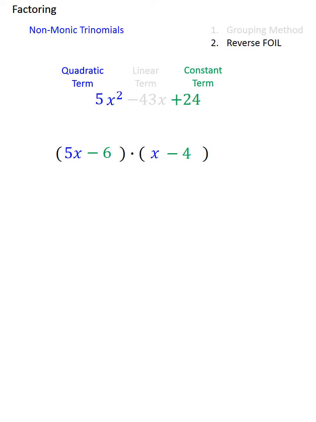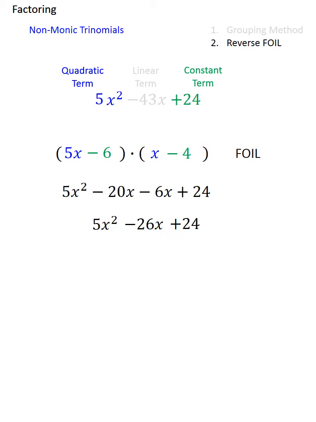Now, when you make your guess in the reverse FOIL process, you pay no attention whatsoever to the linear term. You make a guess based only on the first and last terms. And then you do FOIL. Now I won't belabor every detail here. You can pause the video to see the details if you'd like. But the point is, I'm factoring a trinomial, therefore my guess, if correct, should multiply out to equal the original trinomial. Well, it almost equals the original problem, except the middle terms don't match.